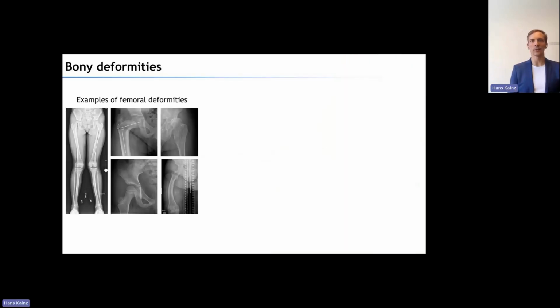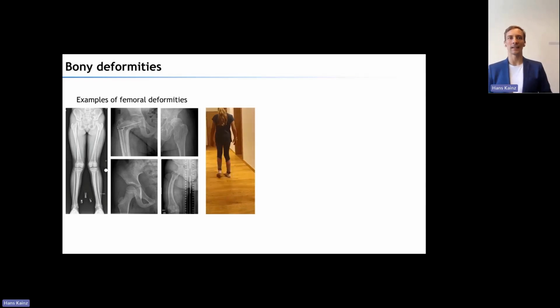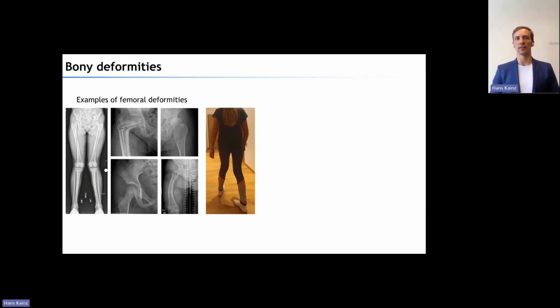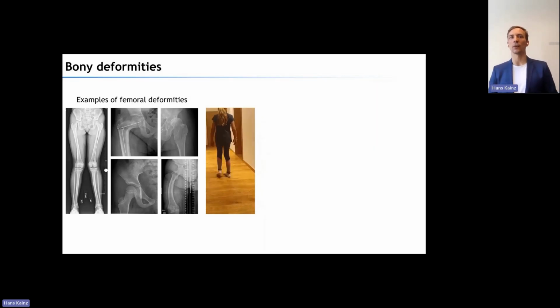Unfortunately, many individuals, including children as well as adults, develop bony deformities, especially at the femur. So far, it is not known what mechanical loading situation leads to this deformity. These deformities can lead to an altered gait, in-toeing, as shown here in this video, but also to pain, to tripping, and they act as risk factors for clinical conditions like osteoarthritis.